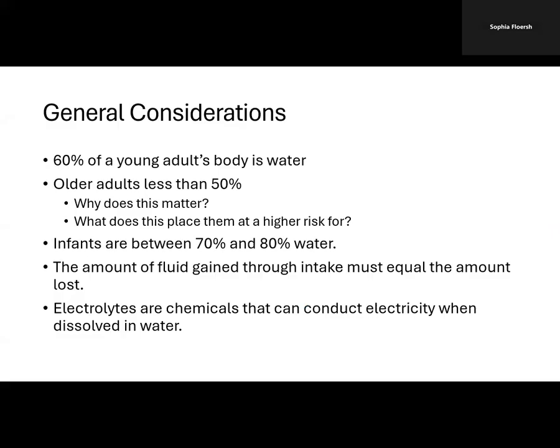So these are just some general considerations. 60% of young adults' body is water. Older adults, like we talked about last week, we always want to take into consideration. Older adults have less than 50%. Why does this matter? What does this place them at higher risk for? If you remember what we talked about in chapter 4, it was all about cognition. A lot of them, their hypothalamus doesn't regulate that they're thirsty. Since there's a delay in that, they don't know they're thirsty, so they're more inclined to become dehydrated. And since they're already starting out with less water, it puts them at a higher risk for that. Infants are between 70 to 80% water.